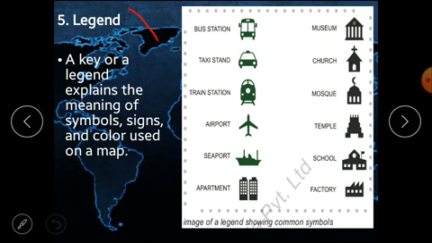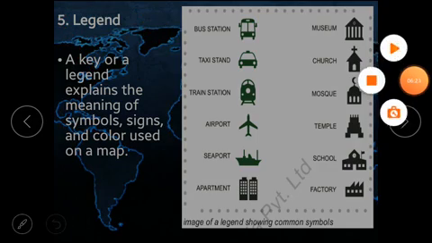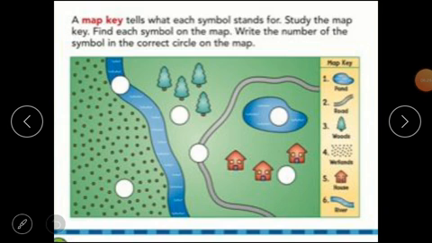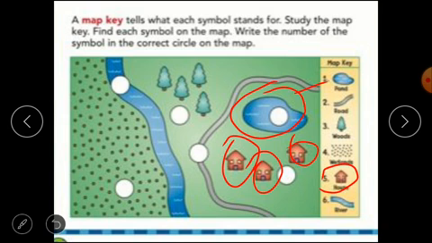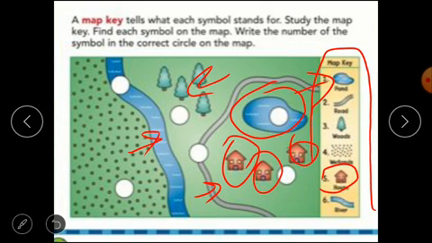Next is the legend. It is also called a key. This explains the meaning of symbols, signs and colors used on a map. For example, this is a map of a small area. You can see these symbols represent houses. This symbol represents a pond, and this is a road, and this is a river. These are the trees. And this is a map key or legend that shows what the symbols used on a map mean.